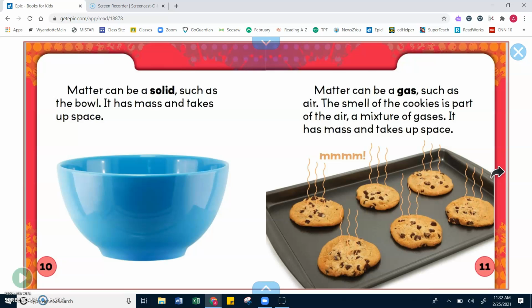Matter can be gas, such as air. The smell of the cookies is part of the air, a mixture of gases. It has mass and takes up space.